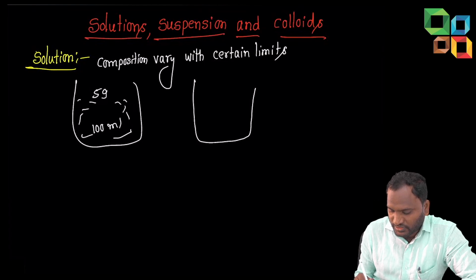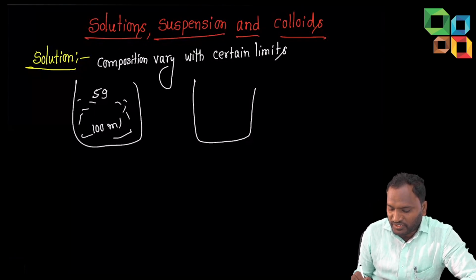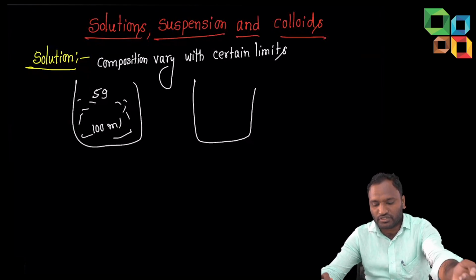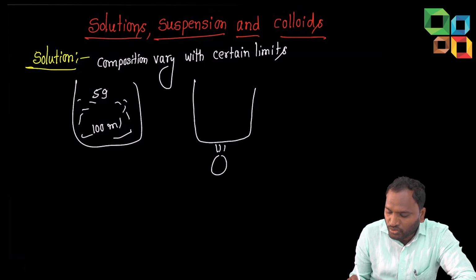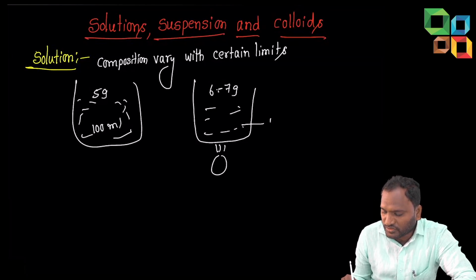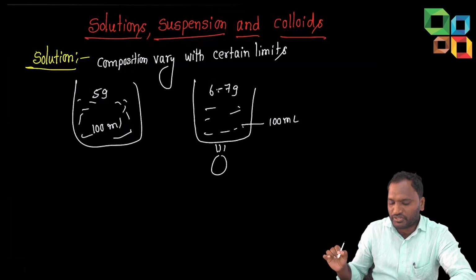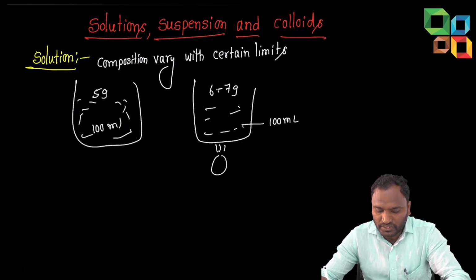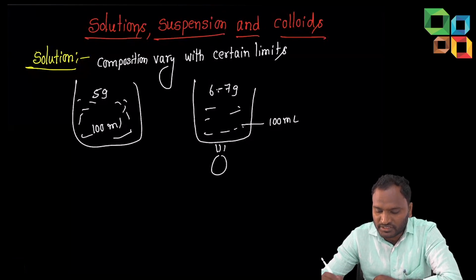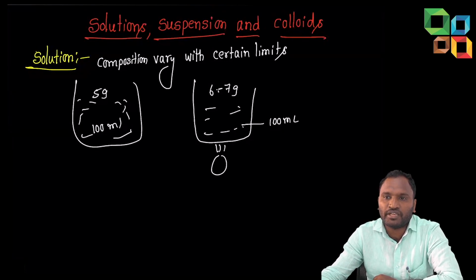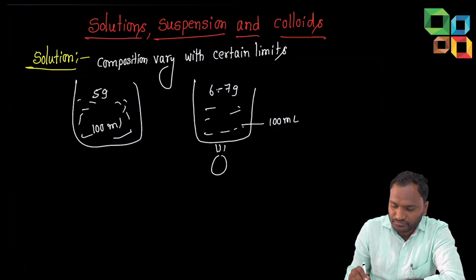For this meaning, I'll tell you. In normal conditions, 5 gram of salt can dissolve in 100 ml of water. If you heat this mixture, more solute can dissolve. Suppose it can be 6, it can be 7 also. At normal temperature, only 5 gram of solute can dissolve and form a saturated solution. If you increase the temperature, more solute can dissolve. That is the reason I said whose composition varies within certain limits.